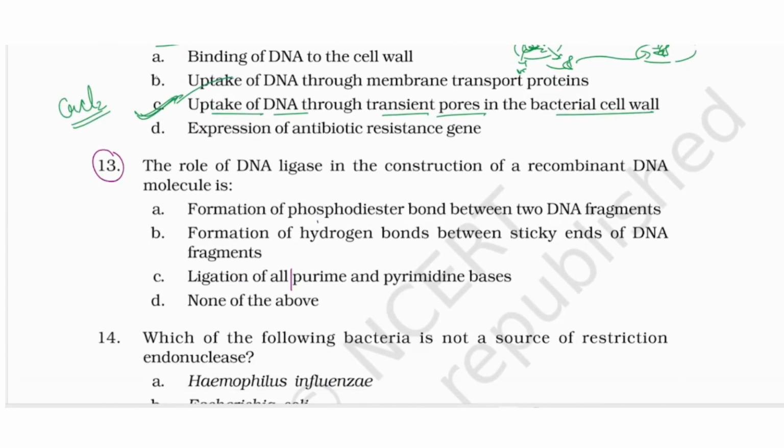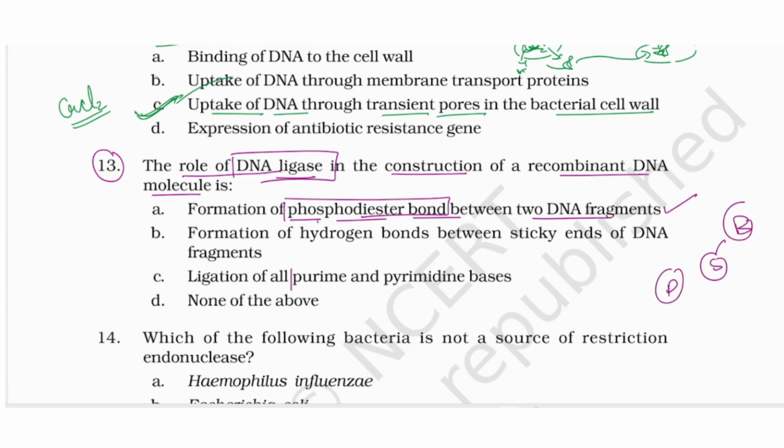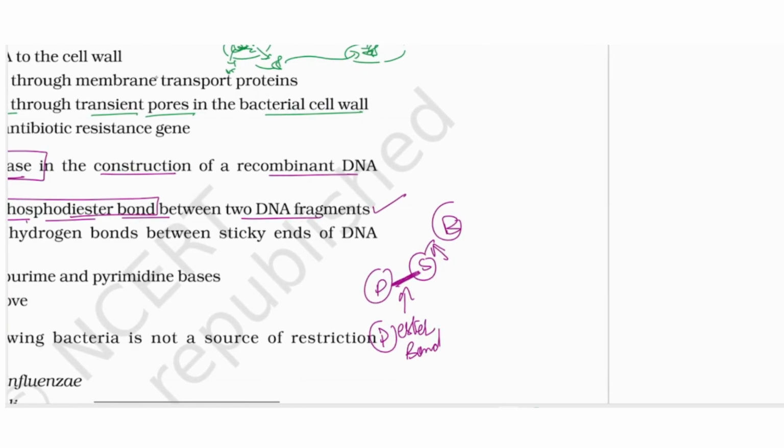Okay, next question is 13. The role of the DNA ligase in the construction of a recombinant DNA molecule. What is the DNA ligase function? Very simple question, because this is making a phosphodiester bond between the two DNA fragments. Absolutely correct, because it was actually making the bond between the sugar and the phosphate, right? This bond is known as the phosphodiester bond. It is actually the phosphoester bond. Okay, and the bond between the base and the sugar is known as the glycosidic bond.